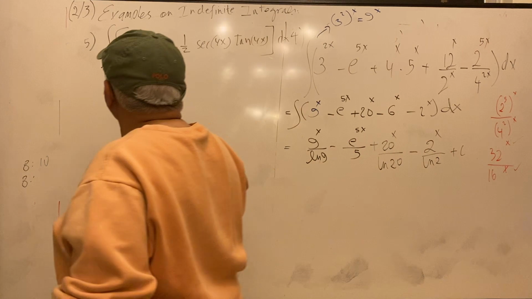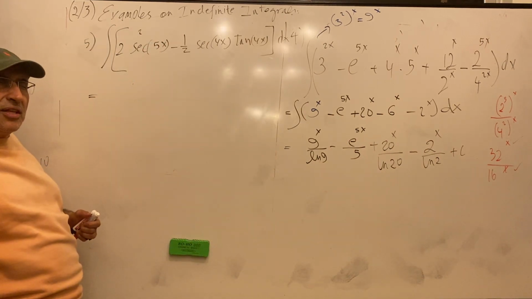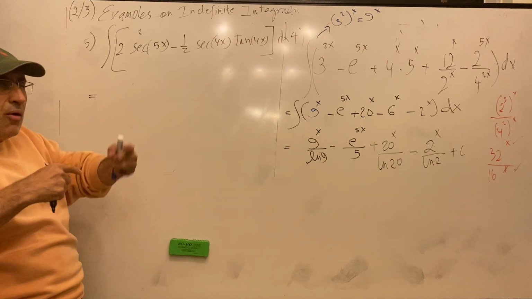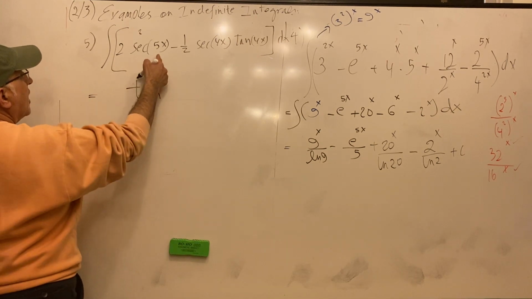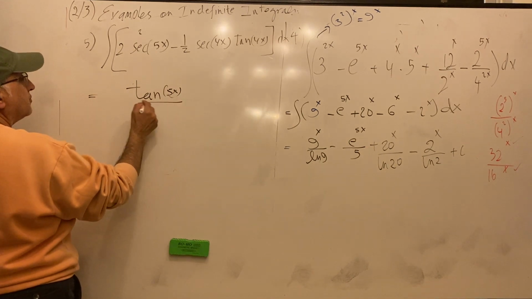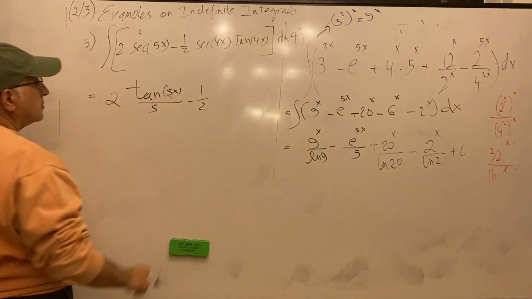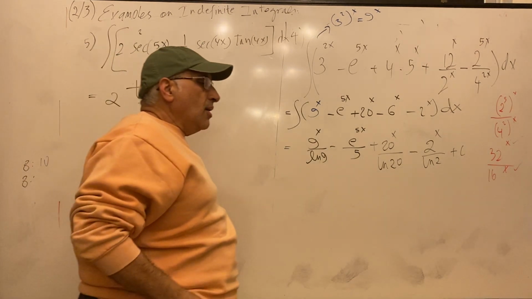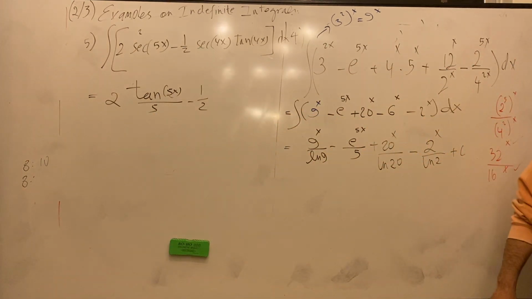So what's the integration of secant squared? I remember the derivative of tangent is secant squared. So the reverse, this is tangent. What is the angle? Never touch it. What's the derivative of 5x? And don't forget my 2. So whenever you have tangent 5x, 6x, you take the derivative of the angle. Clear?